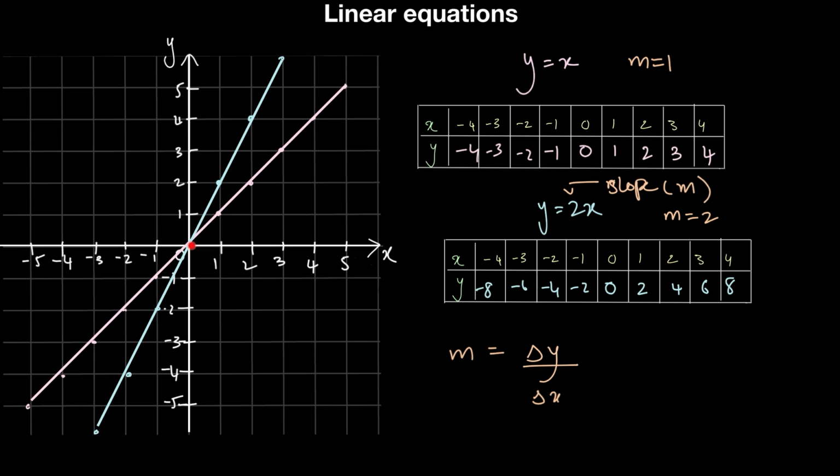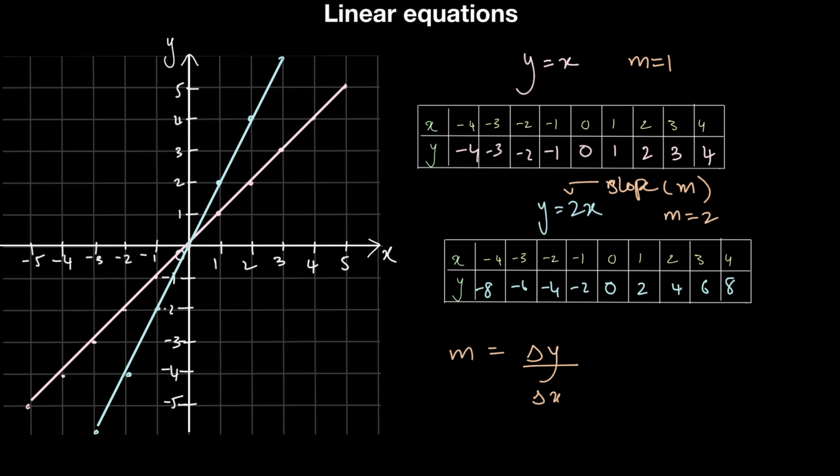So if I look at the blue graph, if I change x by 2, y changes by 4. If I change x from minus 1 to 2, so if I change x by 3, then y will change from minus 2 to plus 4. So y is changing by plus 6. Similarly, if I change x by minus 2, then y will change by minus 4.